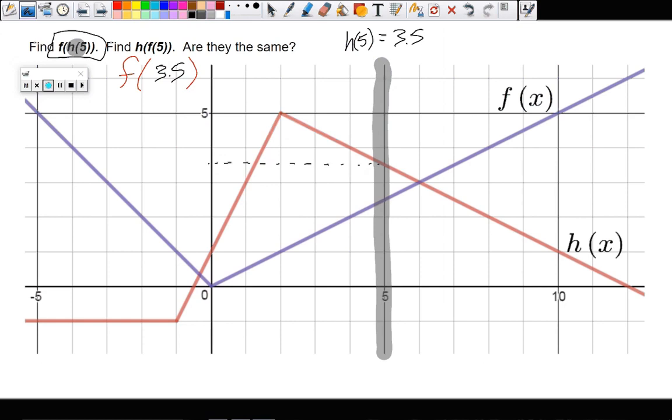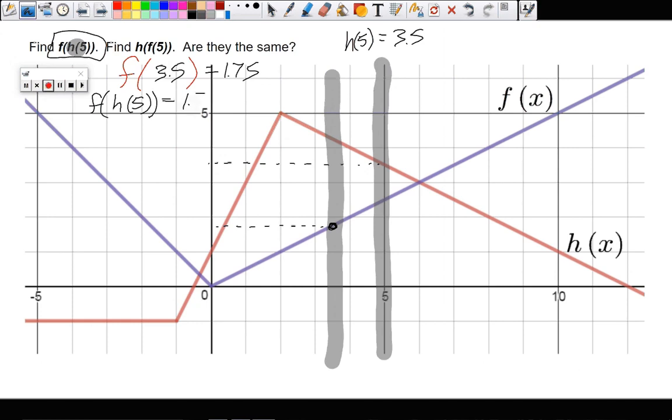Okay? So let's find f. We're going to find when x is equal to 3.5, which is about here. We will hit f right here. And what did that spit out? 1.5 or 1.75. So let me go back to the original thing like it was said earlier today. We would write f of h of 5 would equal 1.75. And you would box it like that.